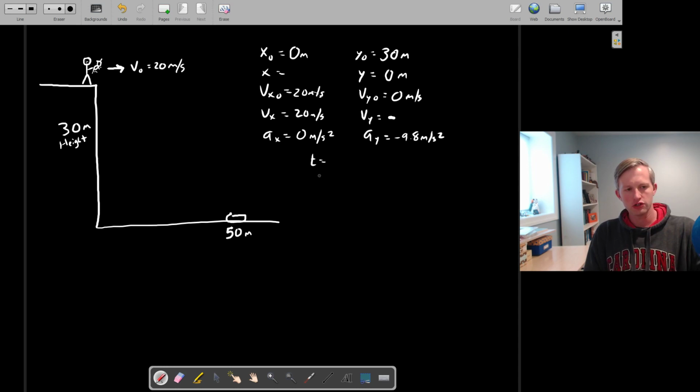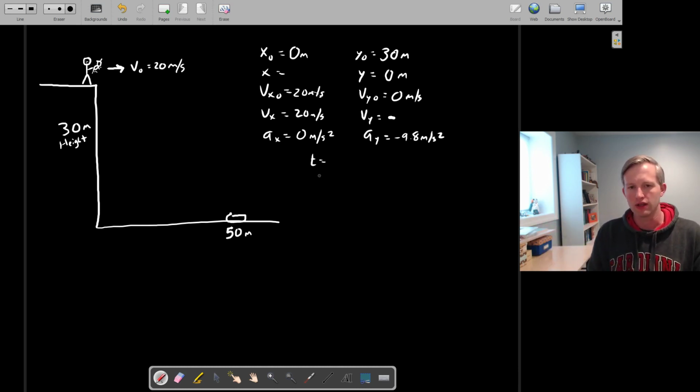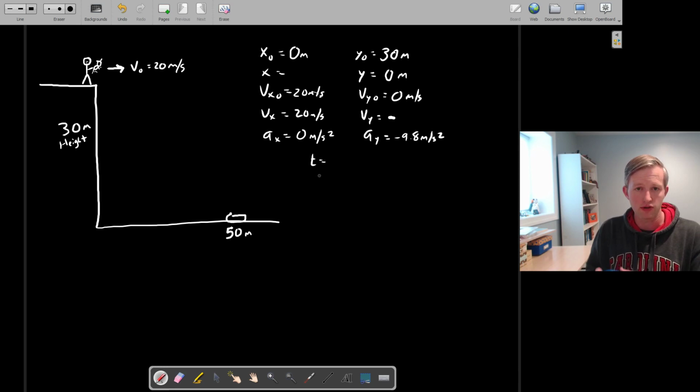So whether you just reached your arm out and dropped the raccoon, or whether you threw it horizontally, that horizontal motion is not a factor in how long it takes to reach the ground. What actually matters is that 9.8 of gravity, because that's what's going to drive the object towards the ground, and it's going to determine how long it takes to hit the ground.